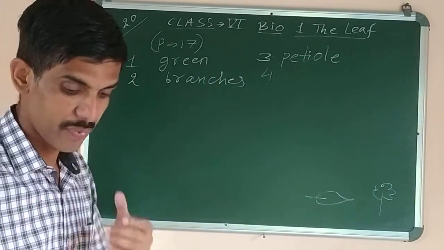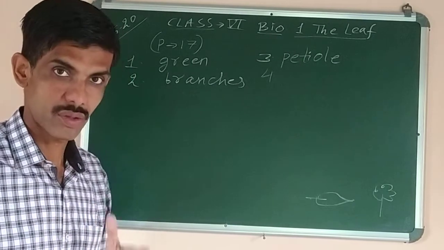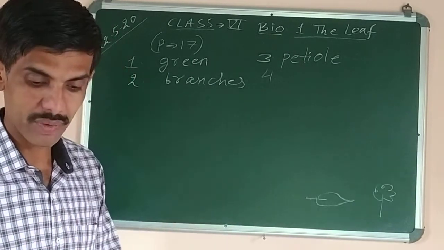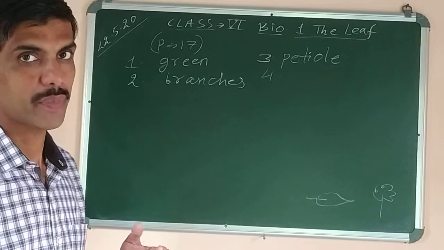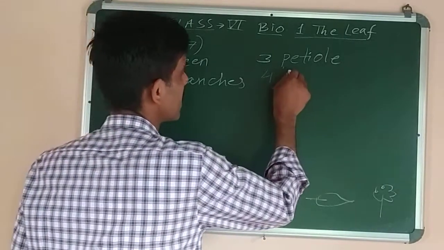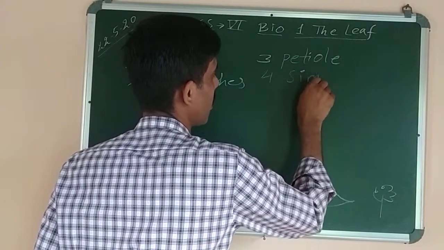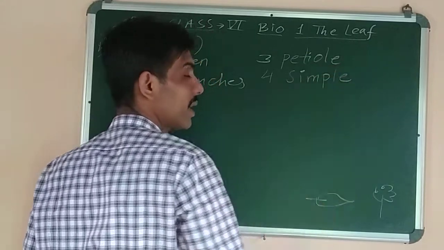Petiole, petiole. Number 4, the choice is simple leaf or compound leaf. What type of leaf is found in mango? The answer is simple leaf is found in mango. Simple leaf, you remember what we had studied?